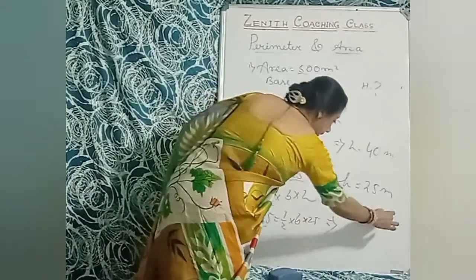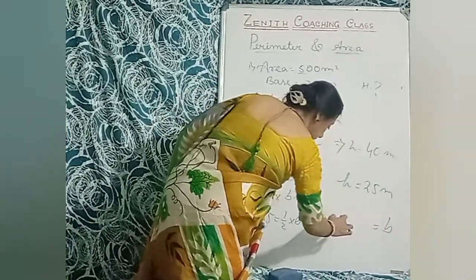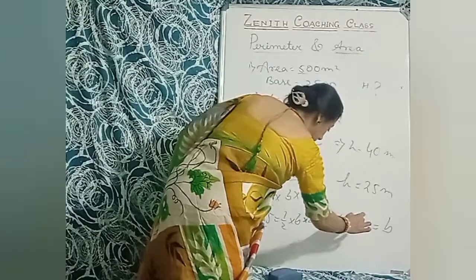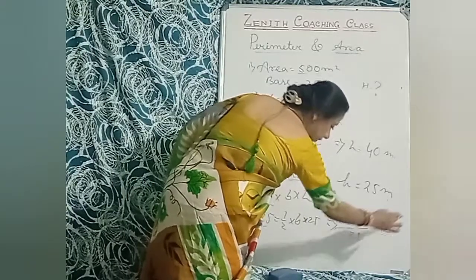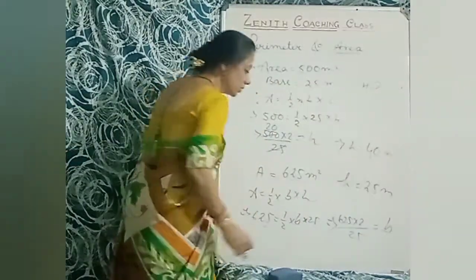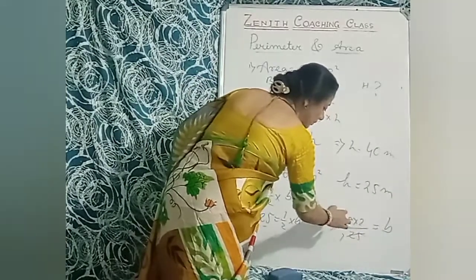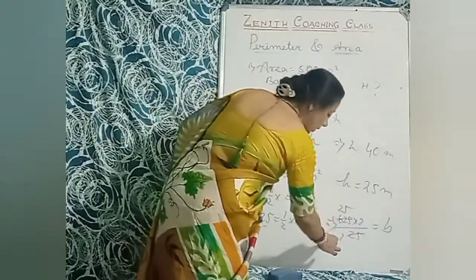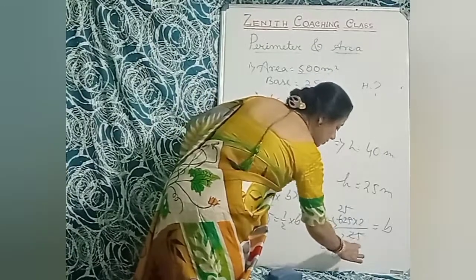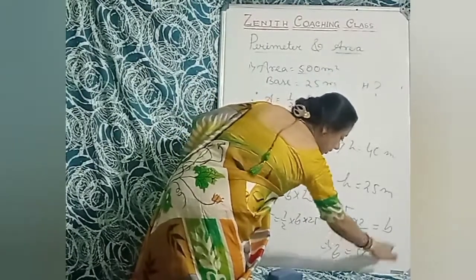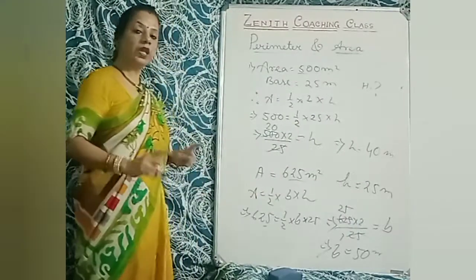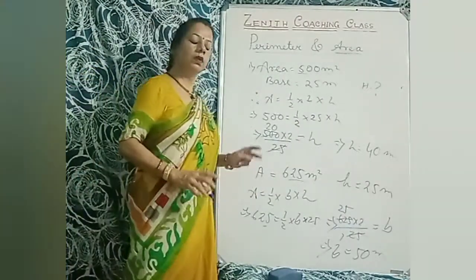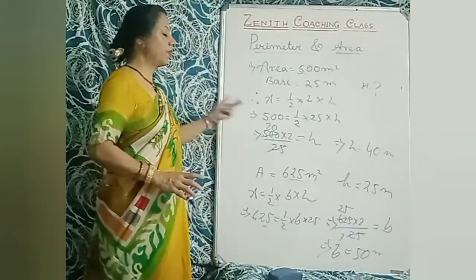Okay, so base equals 625 multiplied by 2 divided by 25. Okay, so 25 into 625 is 25. So 25 multiplied by 2, that is base equals 50 meter. Understood? Only one formula you have to learn for the triangle.